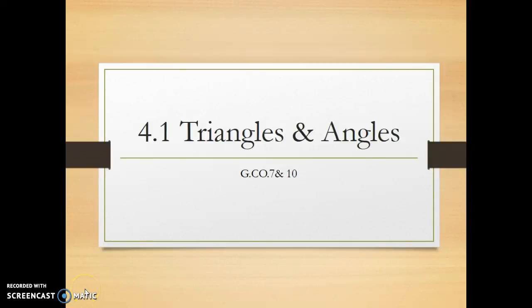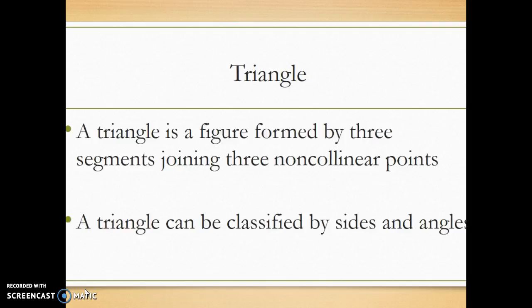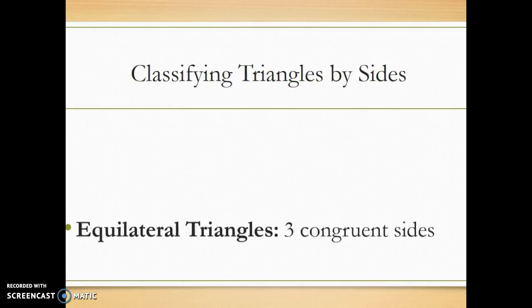Okay, so in chapter 4, we're going to talk about triangles and triangle congruence. Okay, so we know what a triangle is. It's a figure formed by 3 segments joining at 3 non-collinear points. So, for example, 3 segments, all joining at different points. And we can classify a triangle by its sides and by its angle measures.